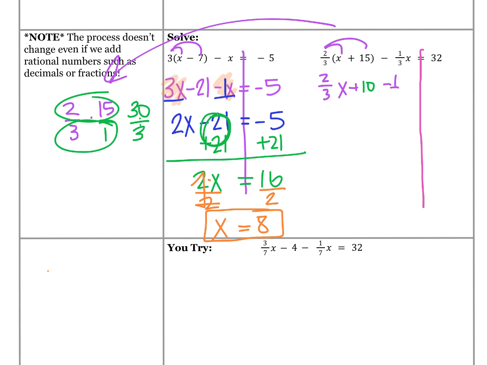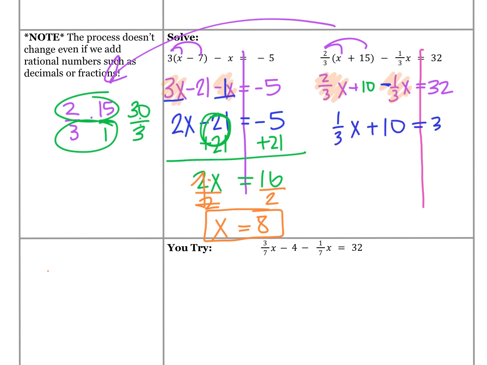And then we're going to copy the rest of the problem. Minus 1/3 x equals 32. Next, we need to combine our like terms. Just like on the left side, my like terms are variables in this example. So I have 2/3 minus 1/3. Make sure we catch that that's a minus sign there. Leaves me with 1/3 x. And then we copy the rest.